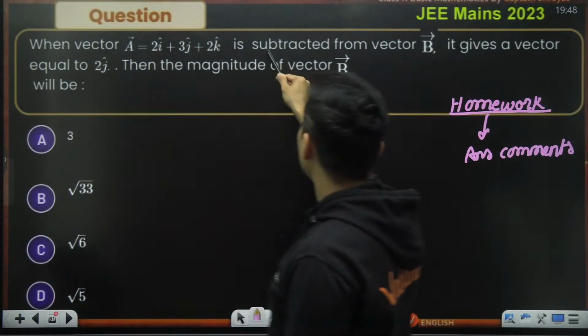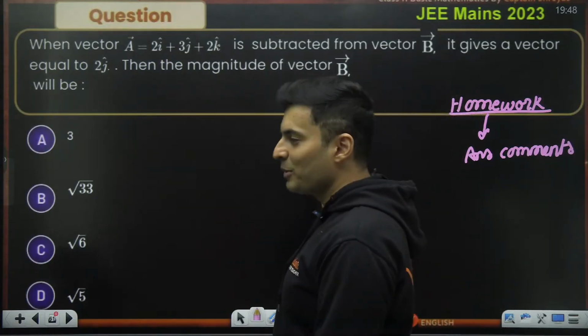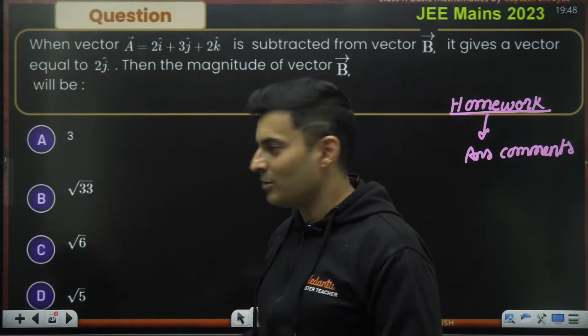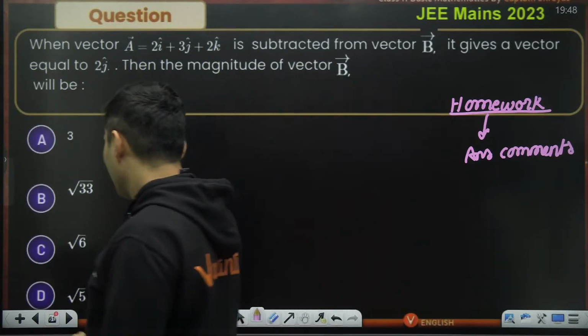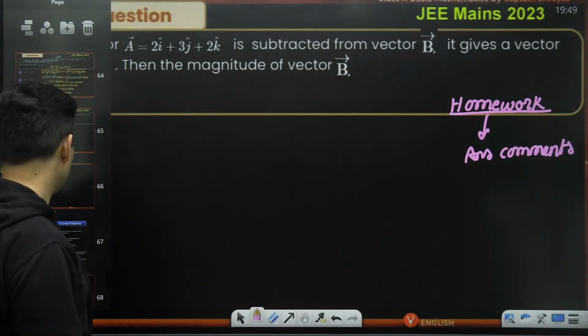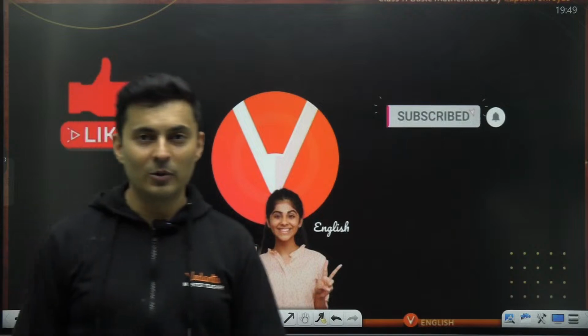Not very difficult. Vector A is subtracted from vector B, and the answer is 2j. How much is vector B? Do the same thing. Subtraction means minus. That's all, you will get the vector B. So try it out. The solution is there on the next slide with the answers, but I cannot show it to you right now. Make sure you see the solutions by downloading the PDF.